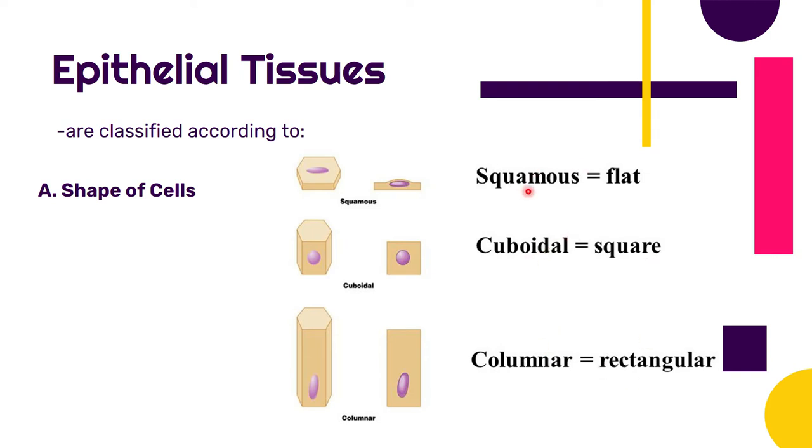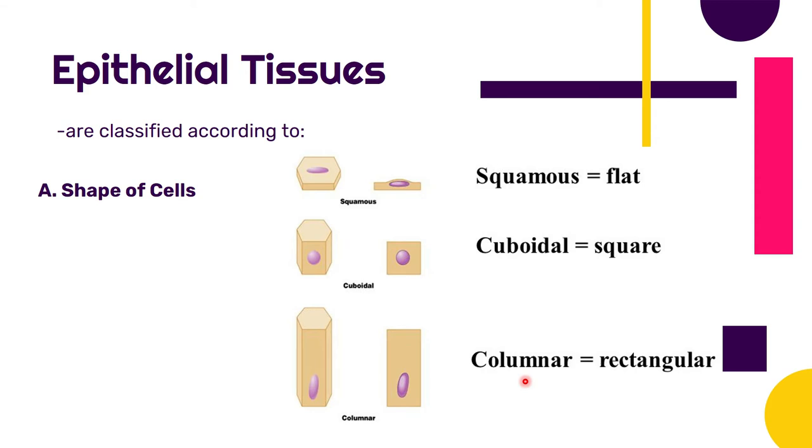So for squamous, it is flat. Then for cuboidal, it is somewhat square. It is not an exact square. It has extra height and width, so it is closer to a cube in shape. And then you also have columnar cell shapes. These cells are somewhat tall, with more extra height.